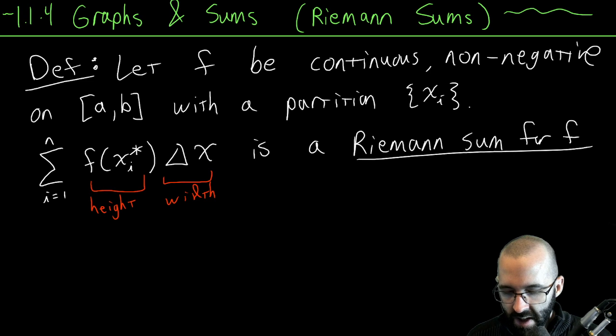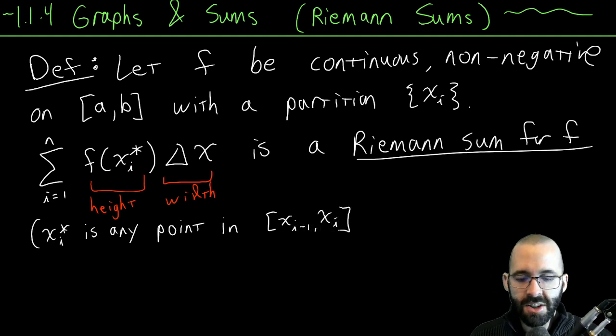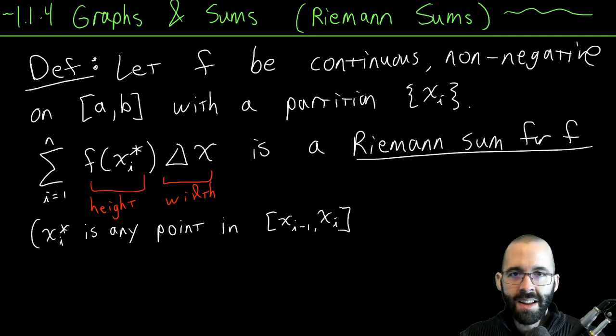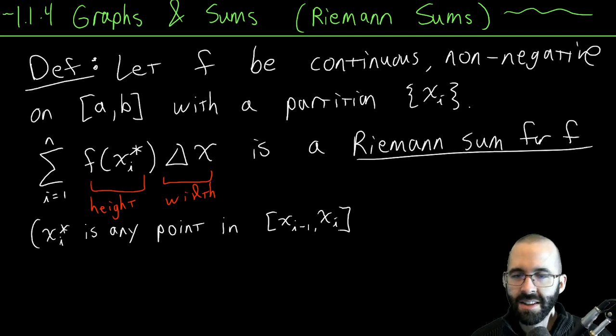Okay. And a little disclaimer, x sub i star is any point, it doesn't matter actually, any point in the interval x sub i minus 1 to x sub i. So in that partition, right? Go all the way back to that partition, x sub i star is just any point in that piece of the partition. So maybe some random pepperoni on one of those slices.